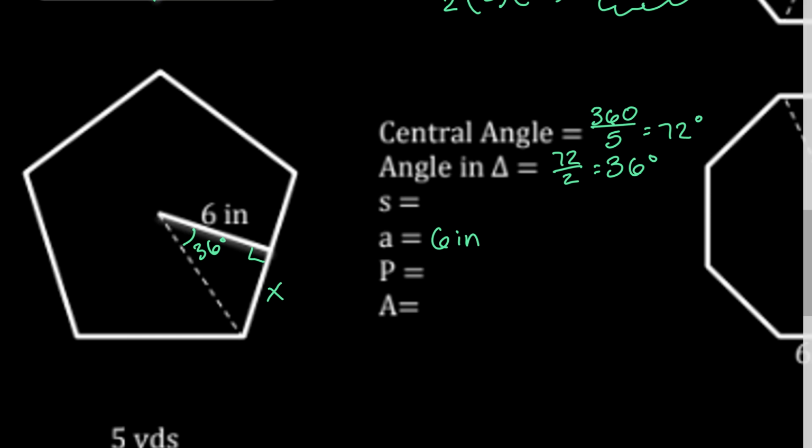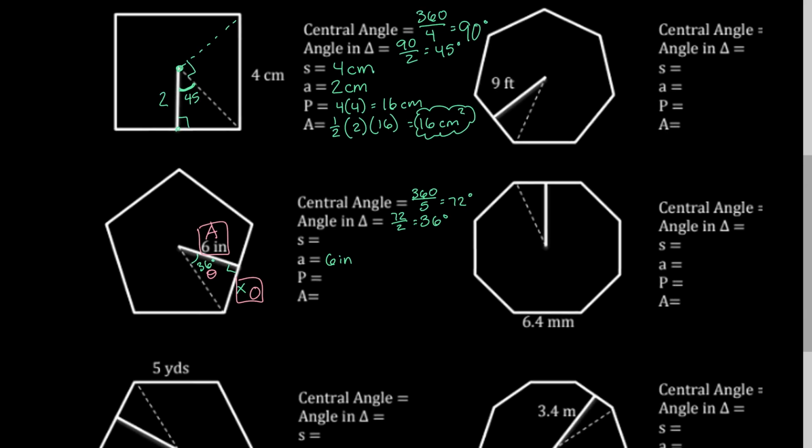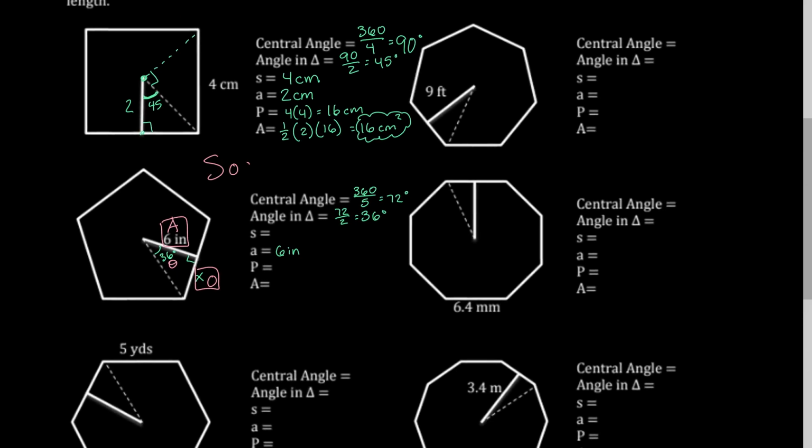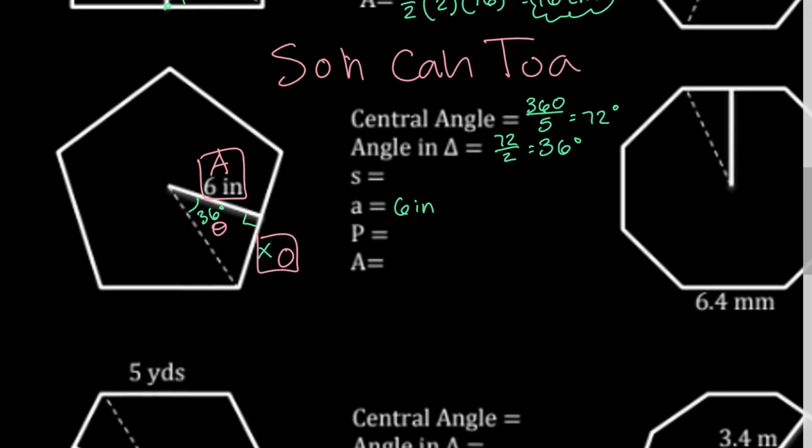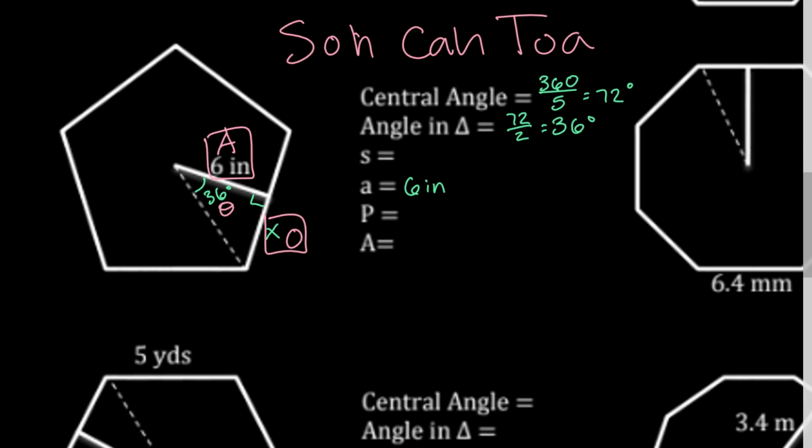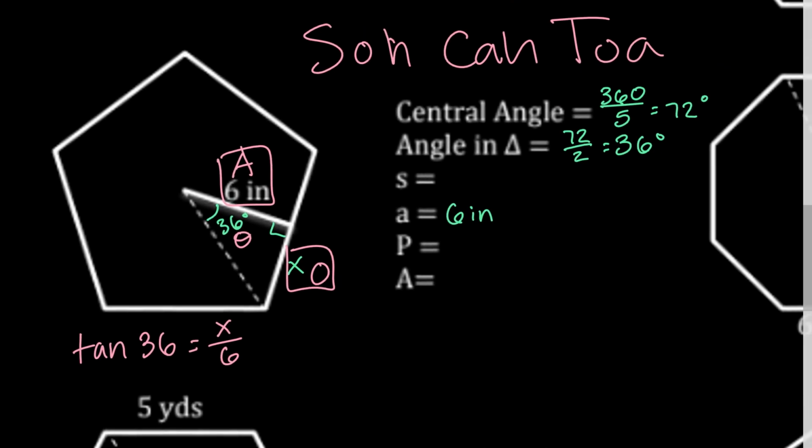So where is my theta? Where is my O? Where's my A? So I have O and A. Which one? SOH CAH TOA has an O and an A: tangent. Now what's my theta? Theta is 36. Now it's O over A, so what's my O? And what's my A? And I'm missing the top, bottom, or angle? You're missing the top.